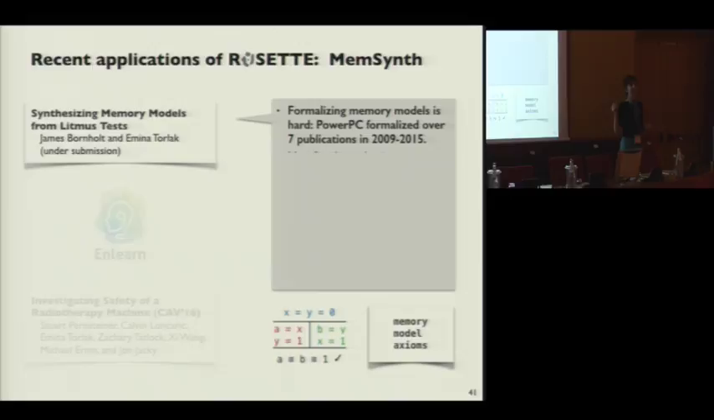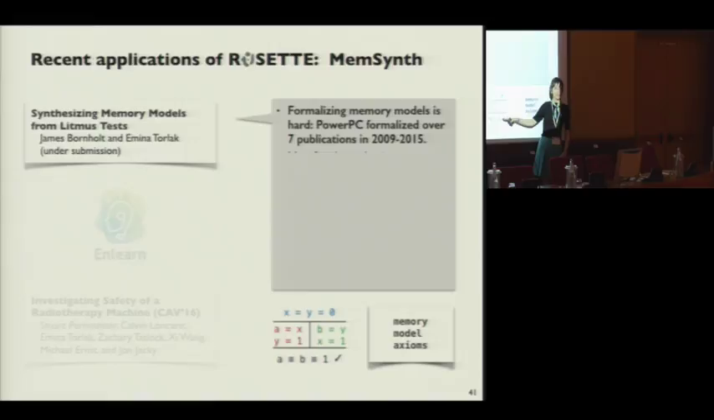So the final application that I will mention, to tie it all together, is the system called MemSynth that James has built. The basic idea is to essentially synthesize these memory model axioms. When I was talking to you about MemSAP, pretty much any tool that has been built for reasoning about memory models assumes that these axioms are given along with the litmus test and expected behavior of the axioms on this litmus test.